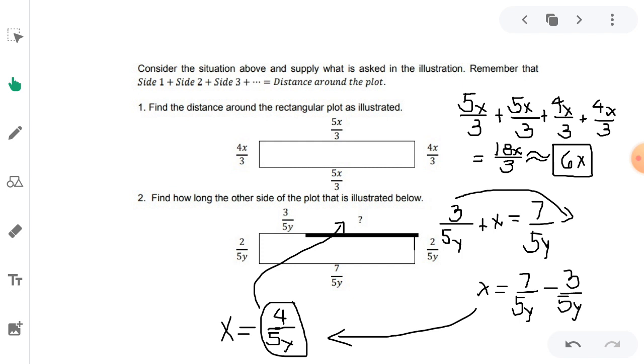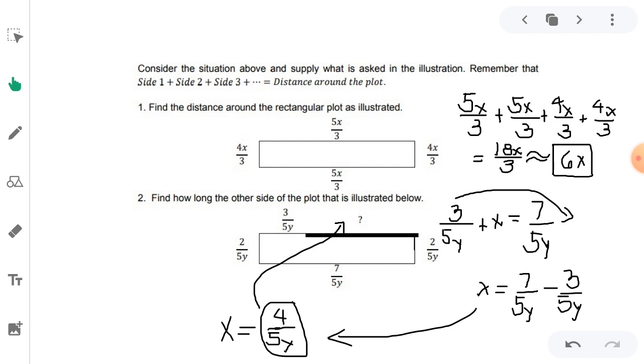So how about number 2? Find how long the other side of the plot is, as illustrated below. Here, the value of our width is 2 over 5y and then the length is 7 over 5y. And then the other side is 3 over 5y and then unknown. So, what will we do to get the unknown?